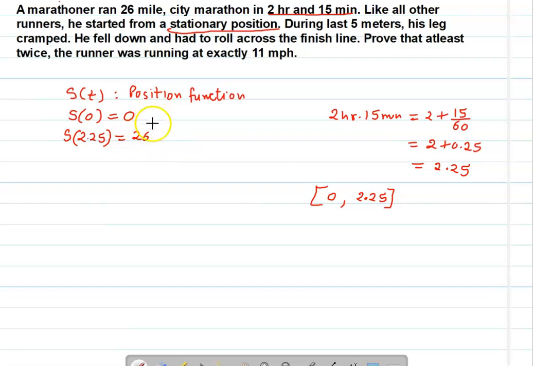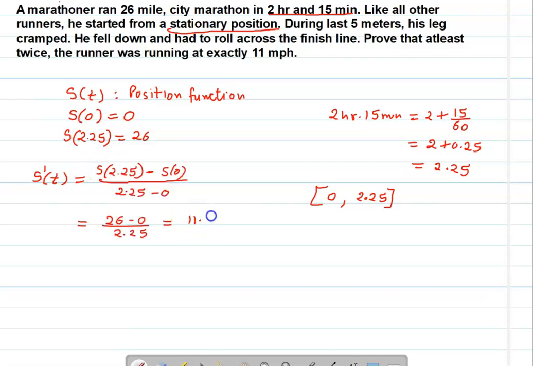Since the position function is continuous and differentiable, we can apply the MVT over this interval. MVT says the derivative s'(t) equals the average value of the function. This gives us a velocity of 11.56 mph. Since s'(t) represents the velocity, the derivative of the position function is velocity. This shows the runner was running at this speed at least at one point during his run.